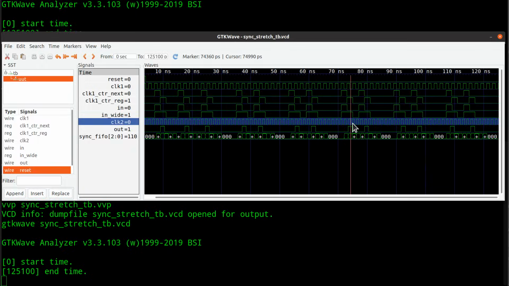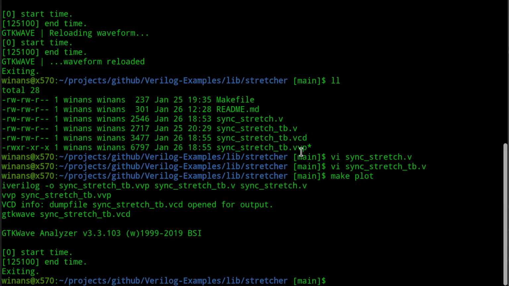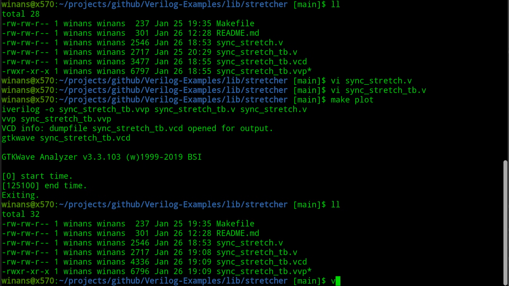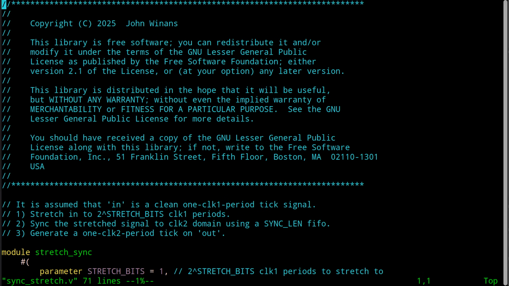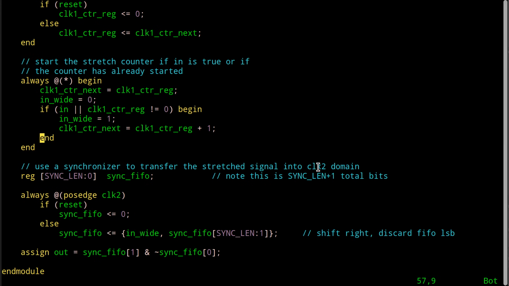Now let's talk about the simulation a little bit before we hang up for the day here. There might actually be a problem in this design that I have not yet found, and that is this. I'm playing some games here. I take the input wide and I set it to 1 here. And this input wide is being clocked in down here.